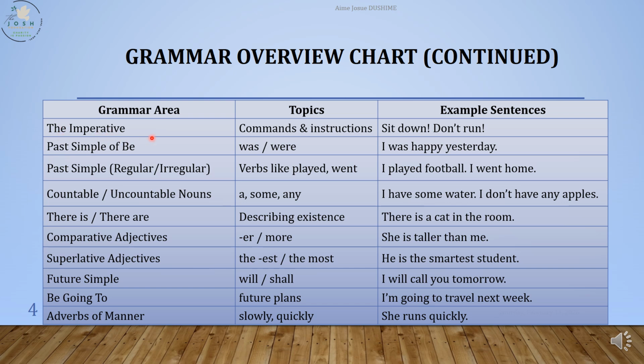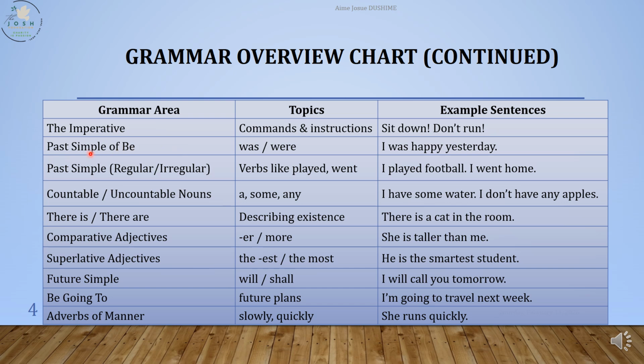We also learned what we call the imperative. The imperative is used to give commands or instructions. Sit down, don't run. We use don't plus verb when we are making the negative. And remember, in imperative we don't use subject. Just use V1 only. No subject.